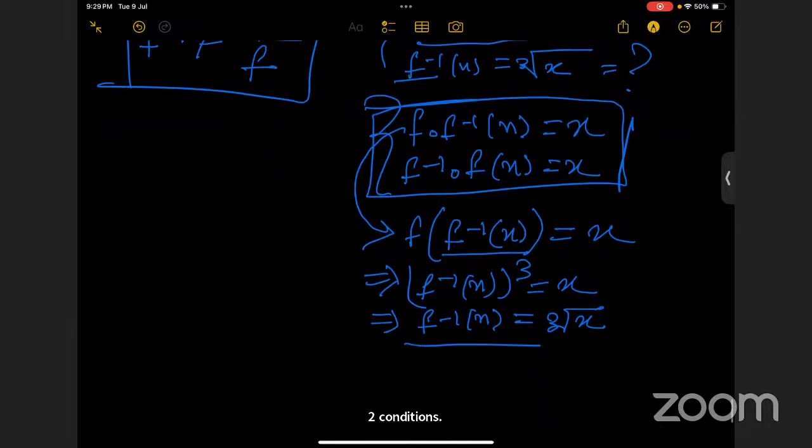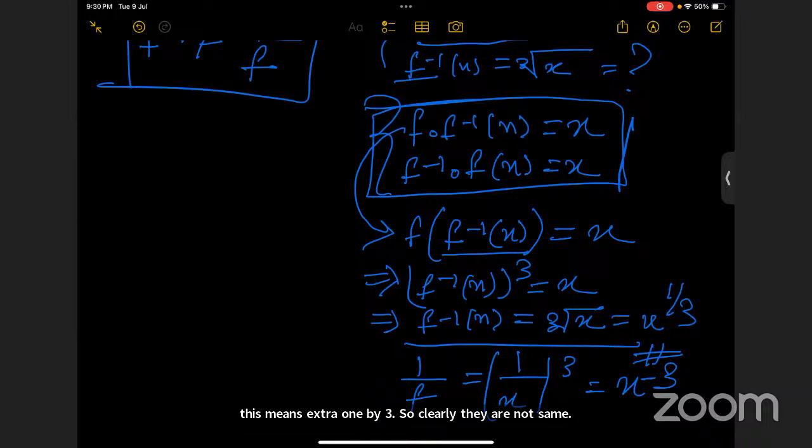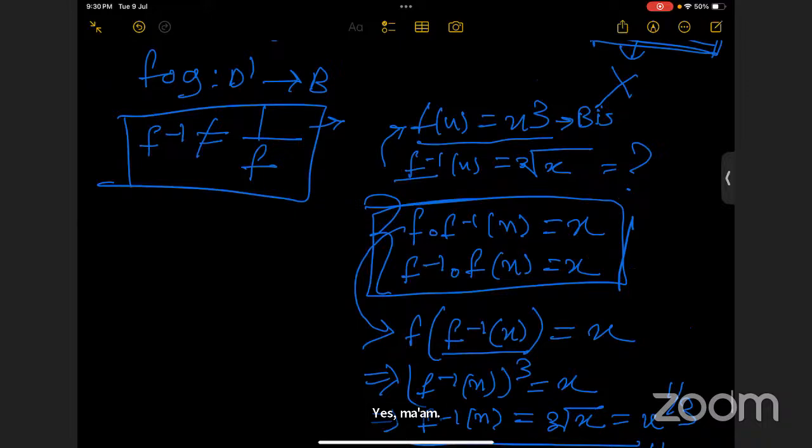So this is our f inverse. And 1 by f will be 1 by x whole cube, right? Which is x to the power minus 3. And this means x to the power 1 by 3. So clearly they are not the same. These two things are not the same for the function.